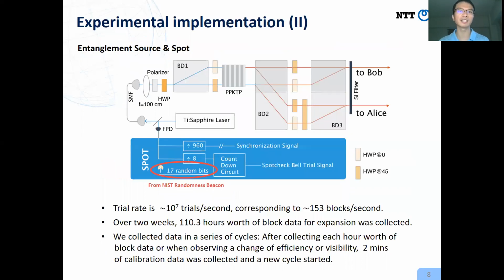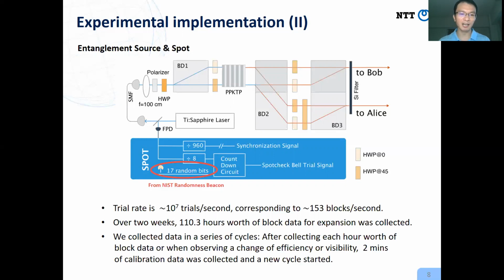So next, let's look closer at the source station. The source station has 2 parts. One is for generating entangled photon pairs. This part is not trusted. The other part is a trusted third party. It uses 17 random bits to choose block lengths. These random bits are from the NIST randomness beacon. We use 17 random bits according to our security analysis, which I will explain later.